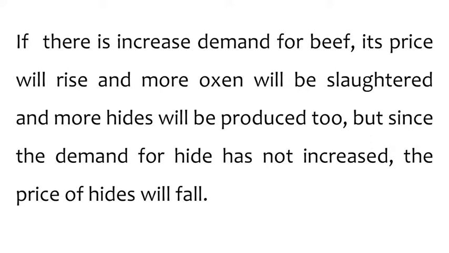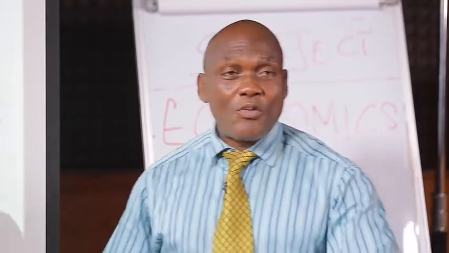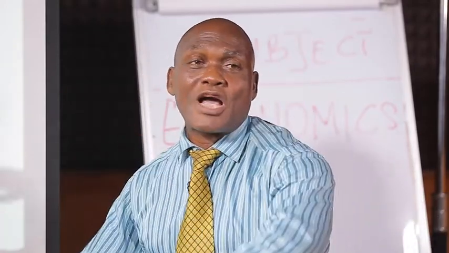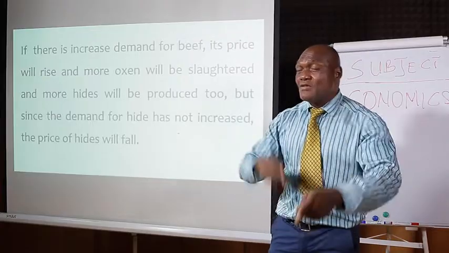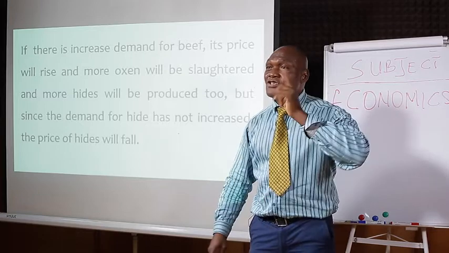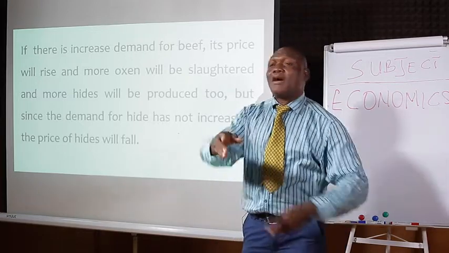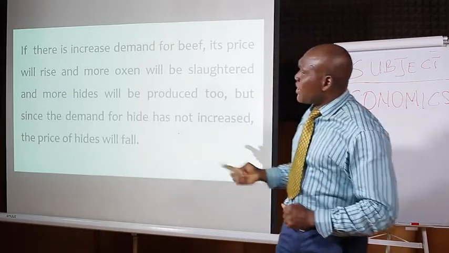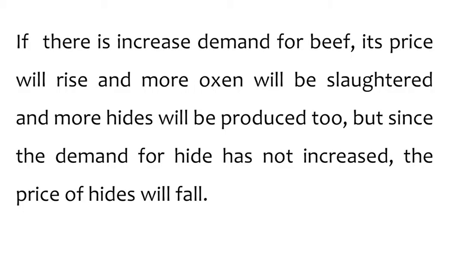So if there is an increase in the demand for beef, maybe during festivities, people will need beef. Two or three of them will pay for one cow. They will go and slaughter the cow because they need the meat. Meanwhile, it is meat that they need, but not hides. But there is no way you can slaughter the oxen without bringing out the hides. So that's what we are saying here, that if there is increased demand for beef, its price will rise. More oxen will be slaughtered and more hides will be produced too. But since the demand for hides has not increased, the price of hides will fall.